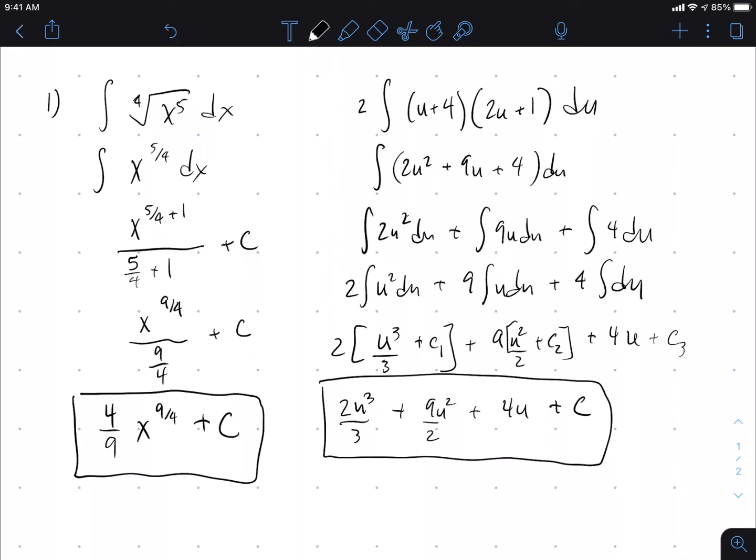Does that make sense? Any questions? I tried to write all the steps so that people could see it all.